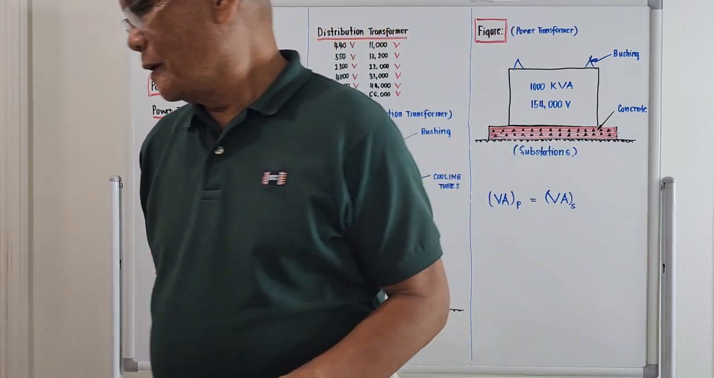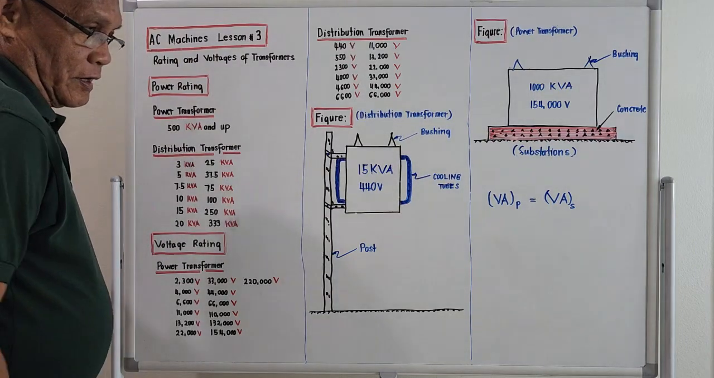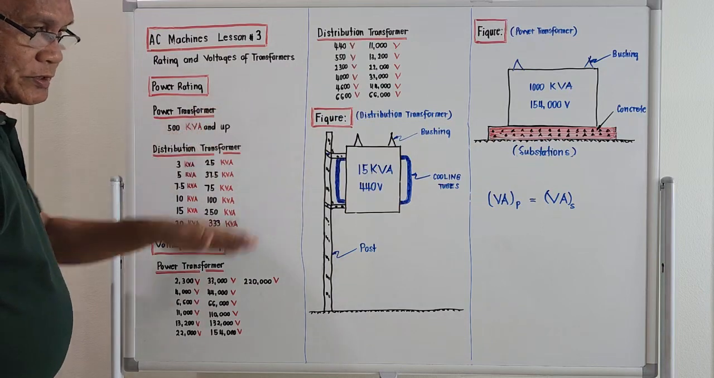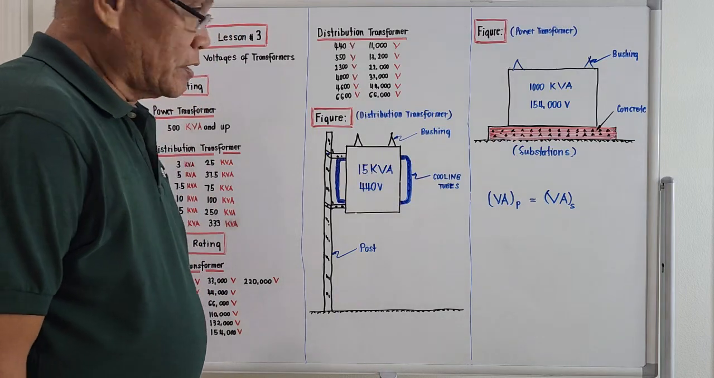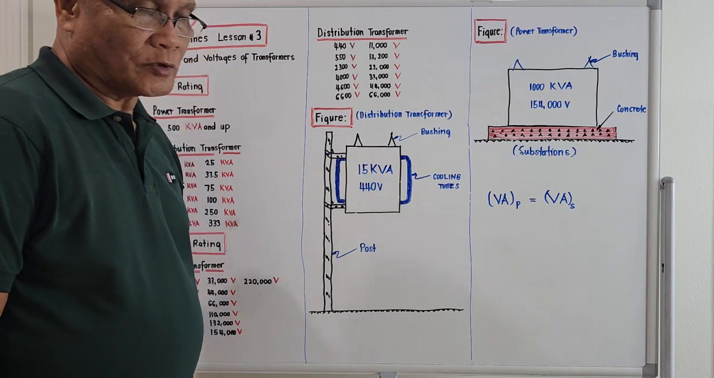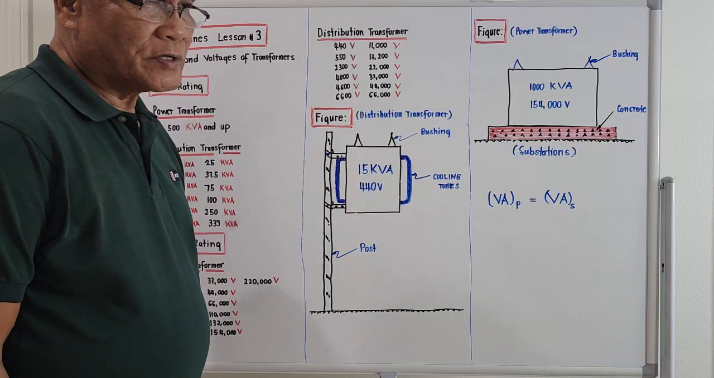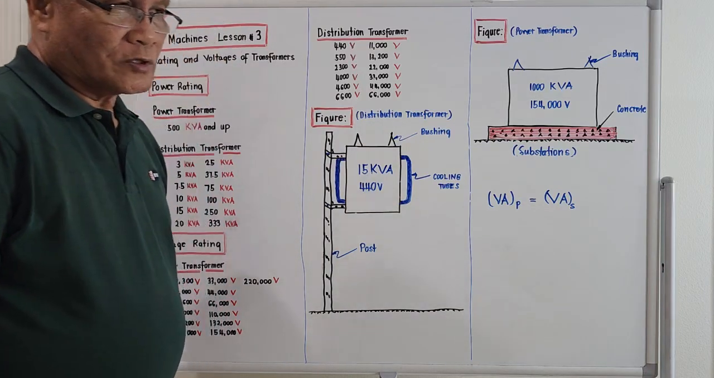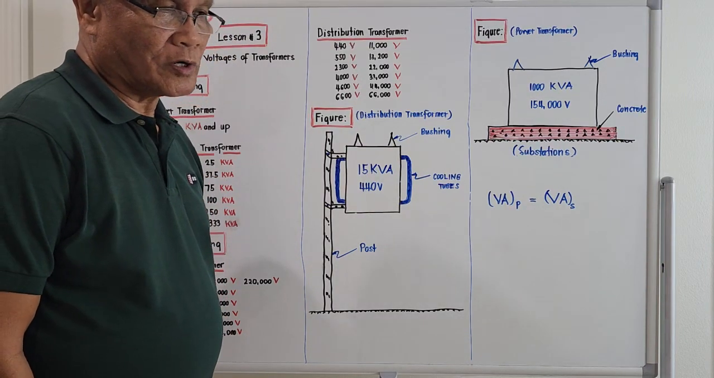Okay, let's proceed. For lesson number 3, the topic is regarding the rating and voltages of transformers. There are only two important ratings of a transformer, the so-called apparent power and voltage of a transformer. Because by knowing these two parameters, we could determine what will be the application of a transformer, whether it will be a power transformer or the so-called distribution transformer.